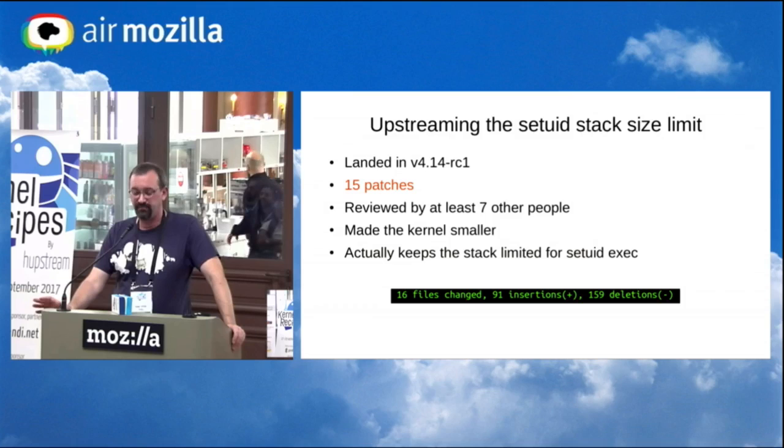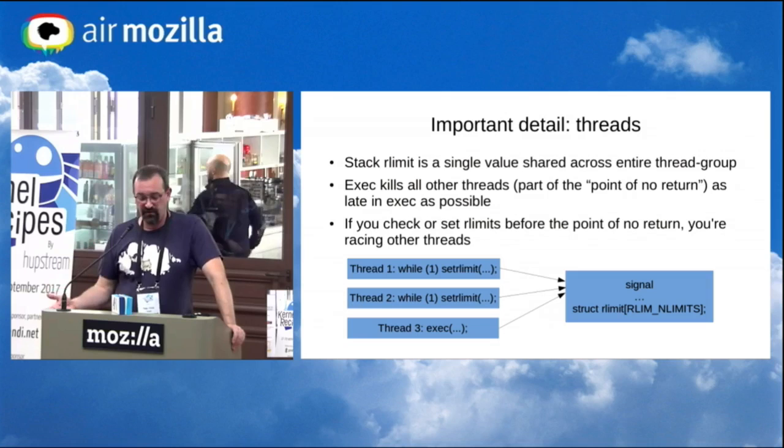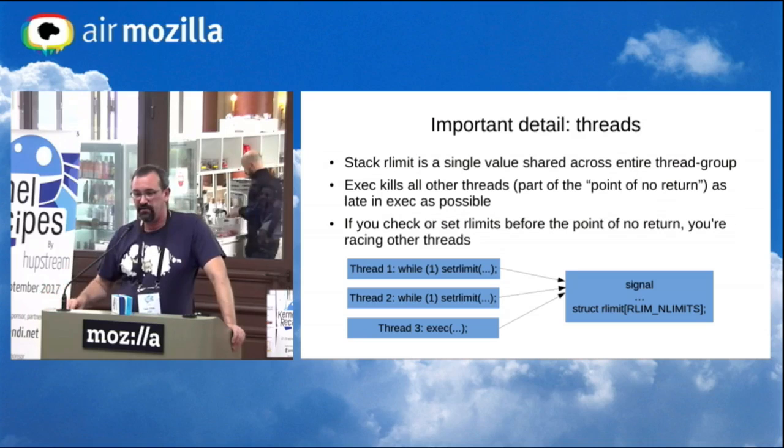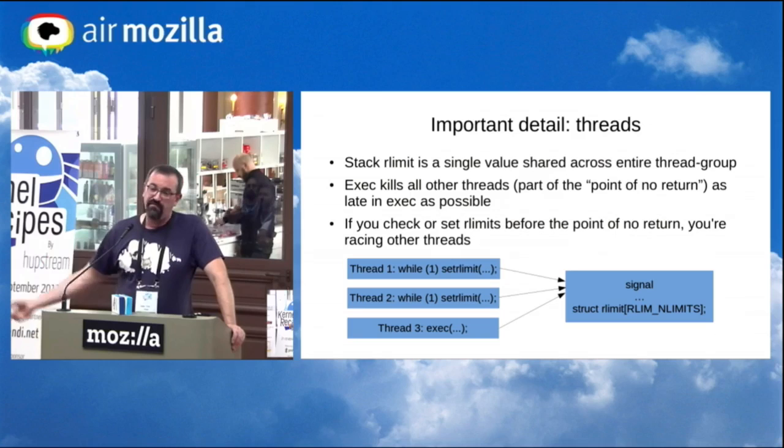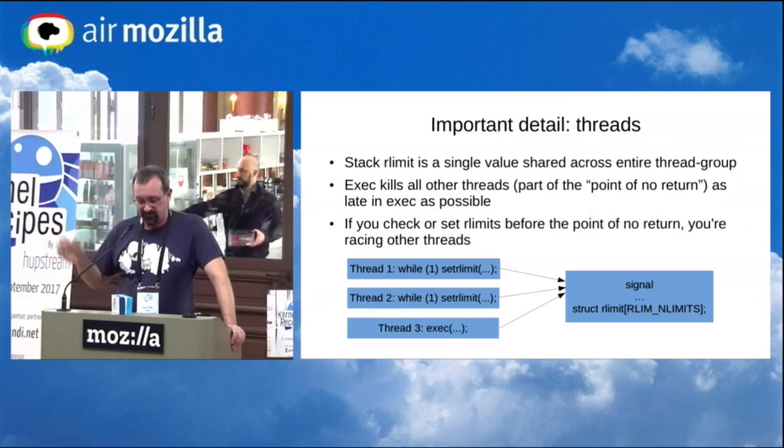What got missed in GR Security was that they were doing the stack adjustment before all other threads got killed in a thread group. So, for example, if you spun up a bunch of threads that were all setting their stack limit to unlimited in a tight loop, and you had another thread start an exec, it would go through the code, they'd hit their patch, and it would say, oh, you're above 8 megs, we'll set you to 8 megs, and a couple lines of execution later, one of the other threads would reset it to unlimited, and it would just be instantly bypassed. And this was trivial to go around.